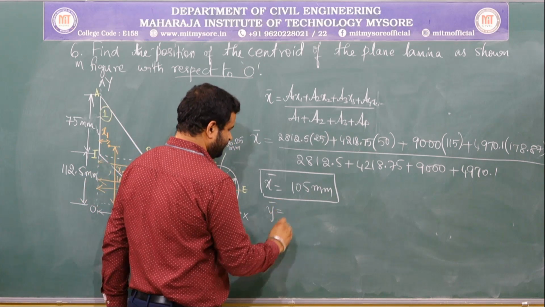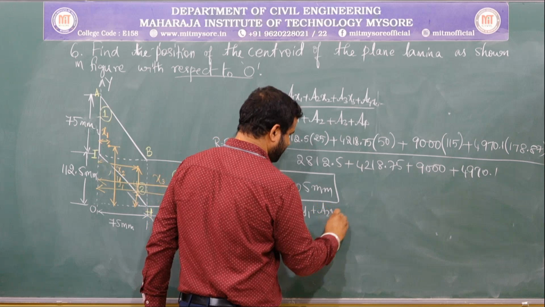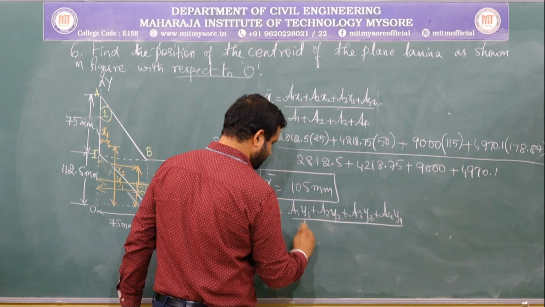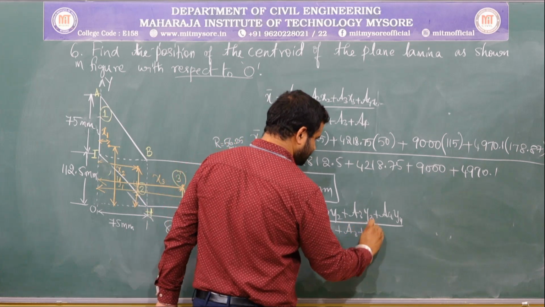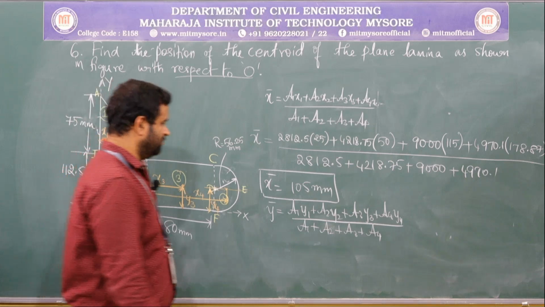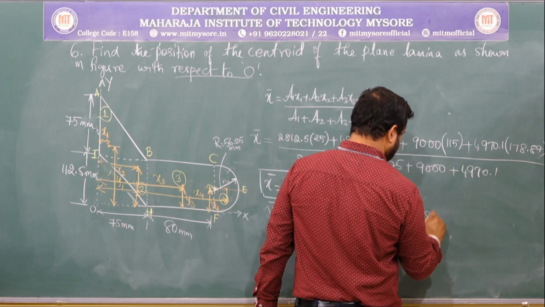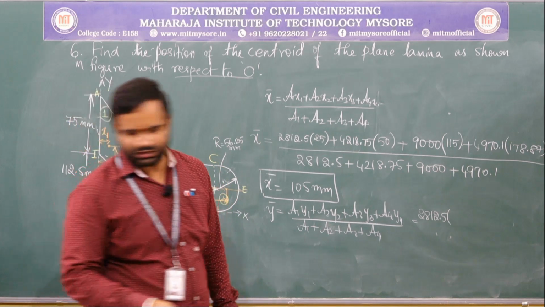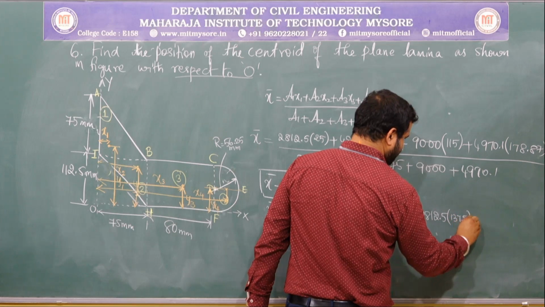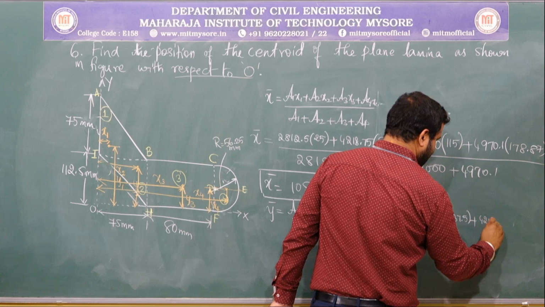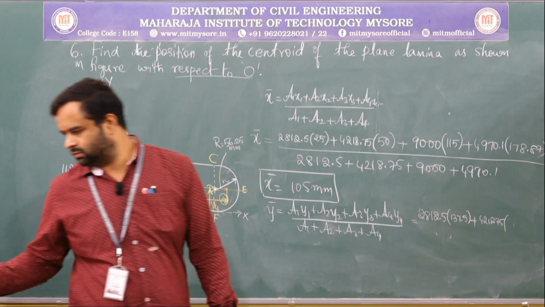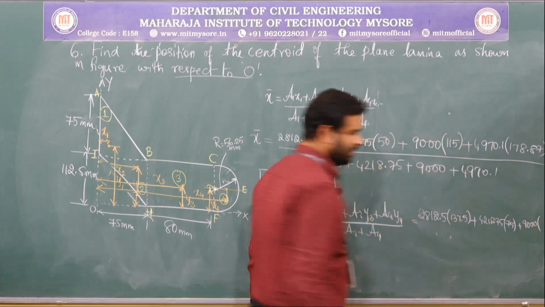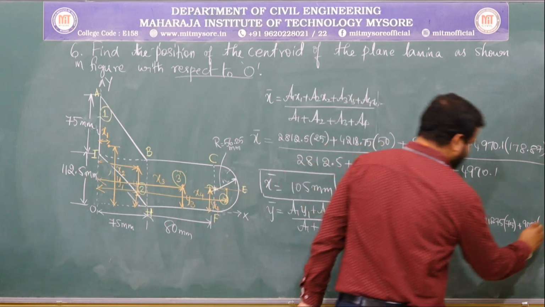Similarly, we can also calculate y bar, which is given as a1 y1 plus a2 y2 plus a3 y3 plus a4 y4 whole divided by a1 plus a2 plus a3 plus a4, which is equal to 2812.5 into y1, 137.5, plus a2, 4218.75 into y2, 75, plus 9000 into y3, 56.25.